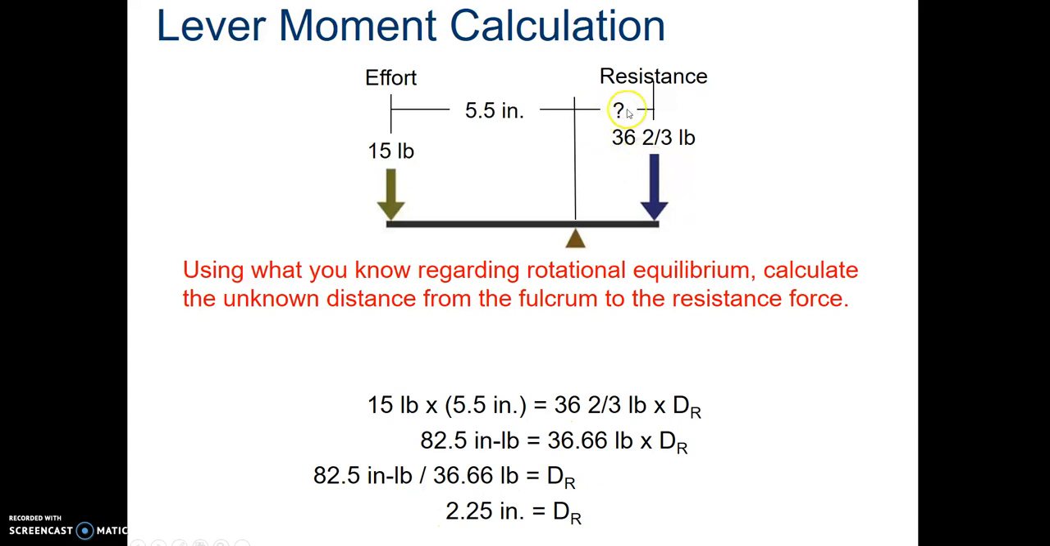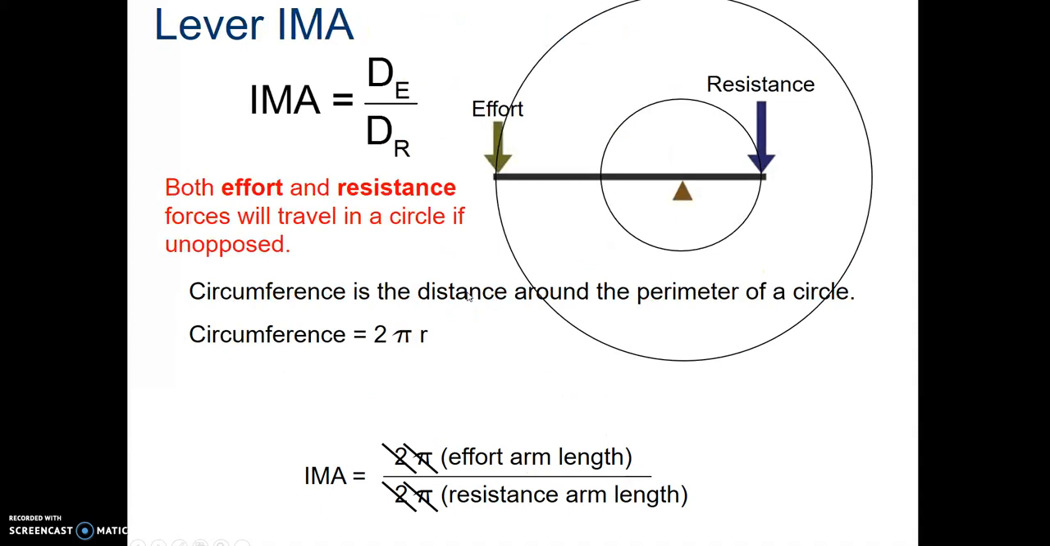We know that the distance to that resistance should be 2¼ inches if we want this lever to stay in equilibrium and stay flat and not rotate for us. So, the lever ideal mechanical advantage. What did we say? If you're given two distances, divide the effort distance by the resistance distance, and it will give you a mechanical advantage. So you've got ideal mechanical advantage.